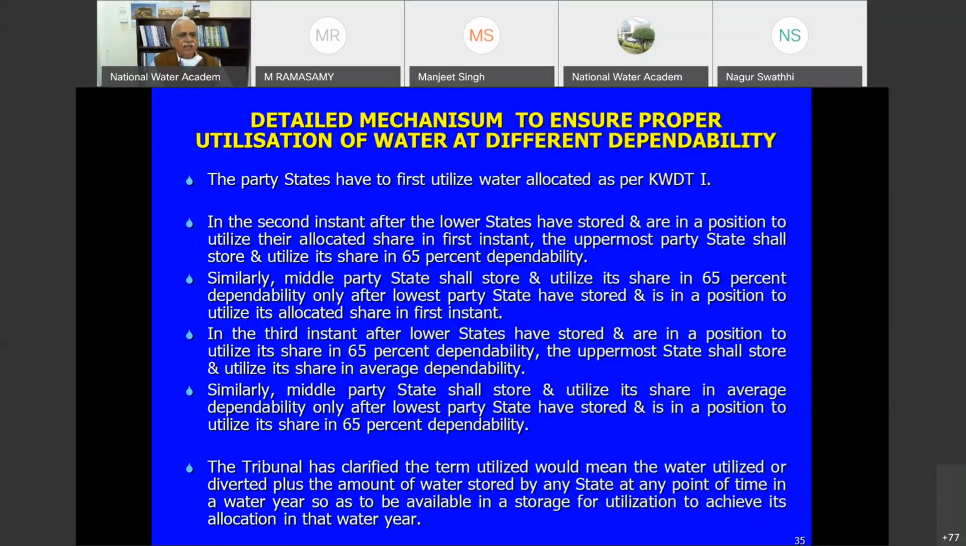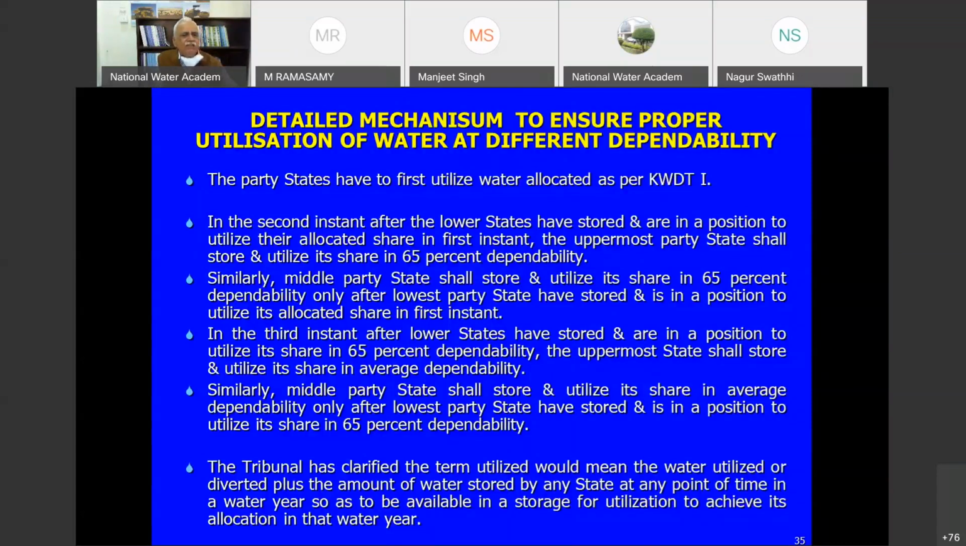The tribunal has given the mechanism to ensure proper utilization at different dependability. So the first principle is that the states have to first utilize water allocated as per KWDT1. In the second instance, after the lower states have stored and are in a position to utilize their allocated share in the first instance, the uppermost party state must store and utilize its share at 65% dependability. That means the implementation board has to be given all the data of current utilization, on a day-to-day basis, and availability of the storage.